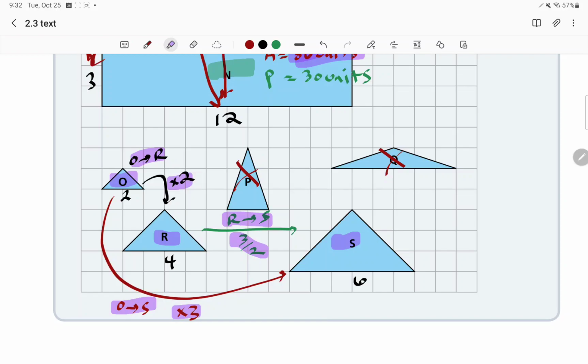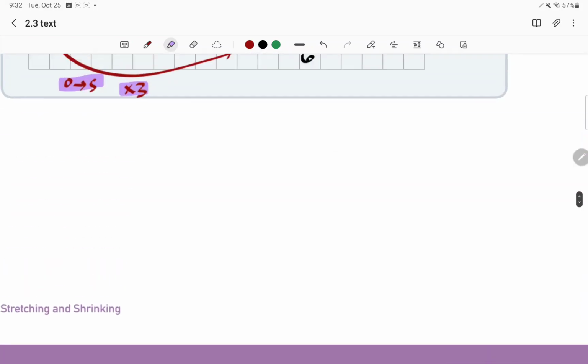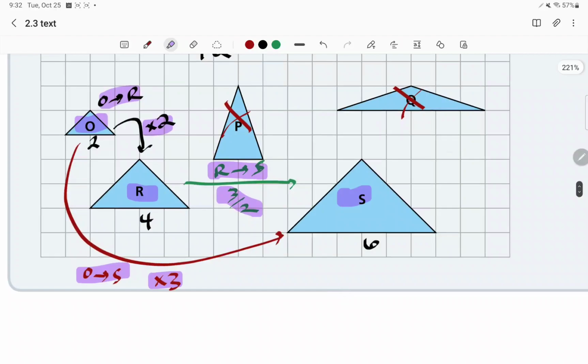And then part 2 says down here, for each pair of similar triangles, find the scale factor. And that's what we just did. Then find the area of each triangle. So let's go ahead and find the area of each triangle. If you haven't done that, pause the video and you need to do that.